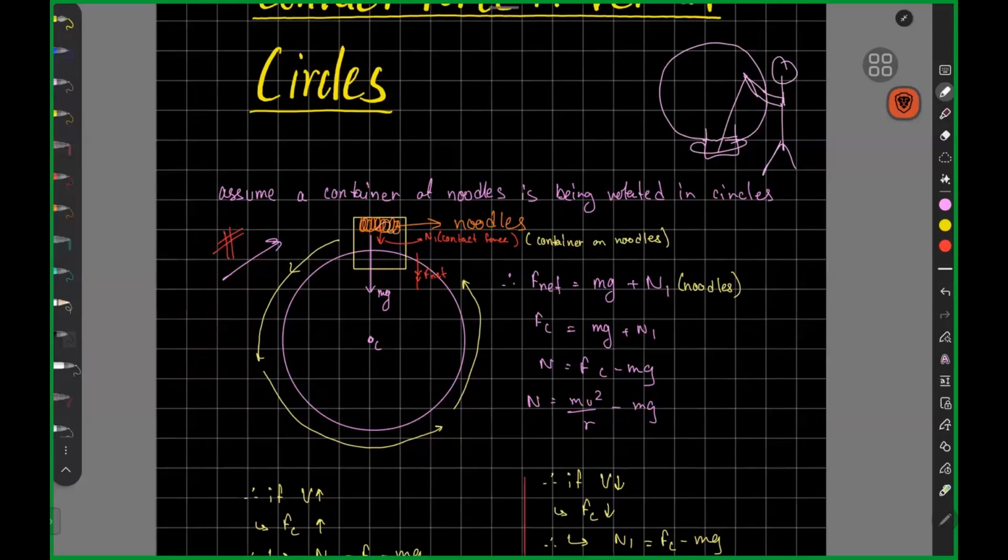So if the noodles are pressed against the bottom of the container, there must be a contact force, a normal reaction force. If you stand up, obviously you feel a force the floor applies on you because you're standing. You're applying a force on the floor, hence the floor applies a force on you.